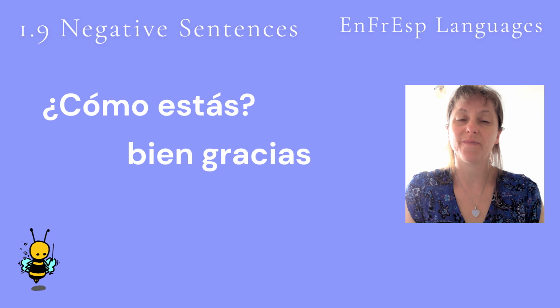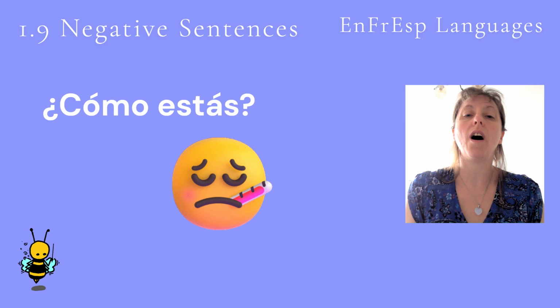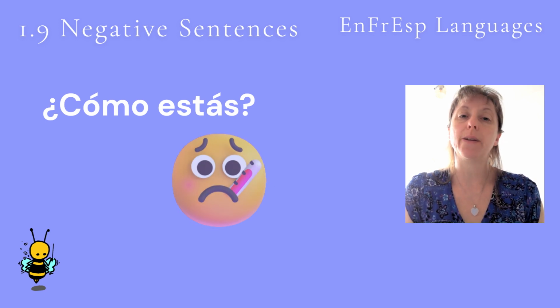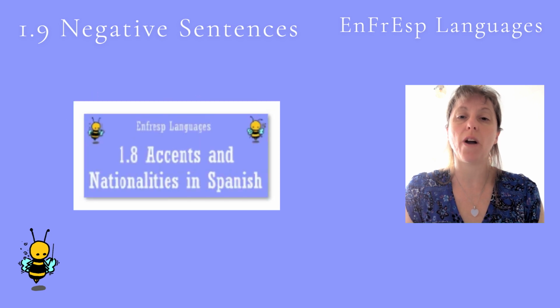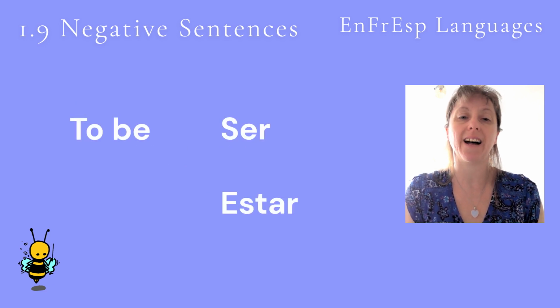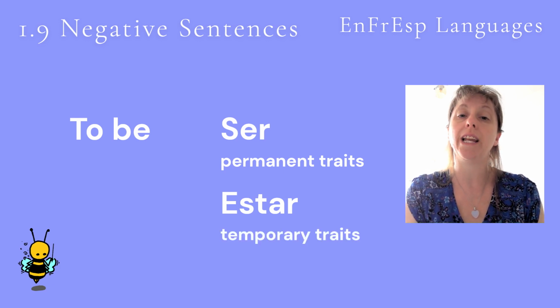Or Genial. To make this phrase, I am not well or I am not great, we need to add the word no before the verb for I am. So as mentioned in video 1.8, Describe Your Nationality, there are two verbs in Spanish that translate as to be, ser and estar. Ser is for permanent traits, for example, your nationality and your gender, and estar is for temporary traits like your feelings and your location. So we need to answer using the verb estar.